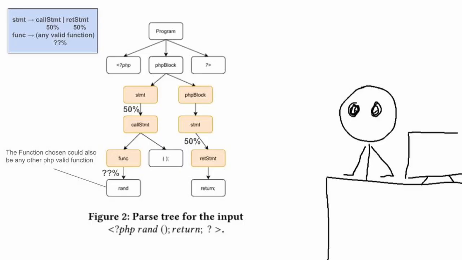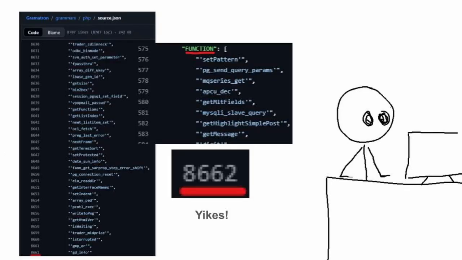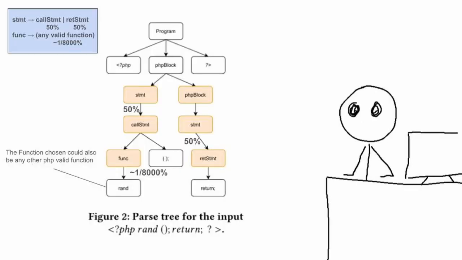Adding on to that, there's even more granular choices. The function call can literally be any valid function. You see at the bottom block, the reason there are question marks on the percentage is because there are literally so many possible functions that could be here. On the Gramatron GitHub, the JSON file that stores the different functions that could be there goes all the way down to over 8,000 different functions. So it's probably like a 1 in 8,000 chance you get any of the possible functions.